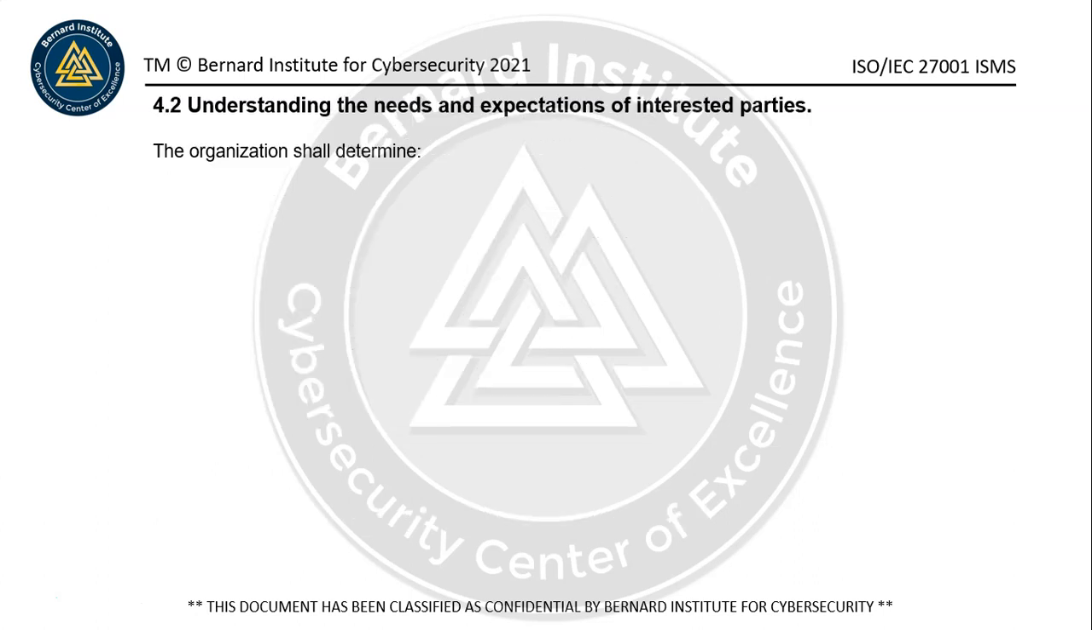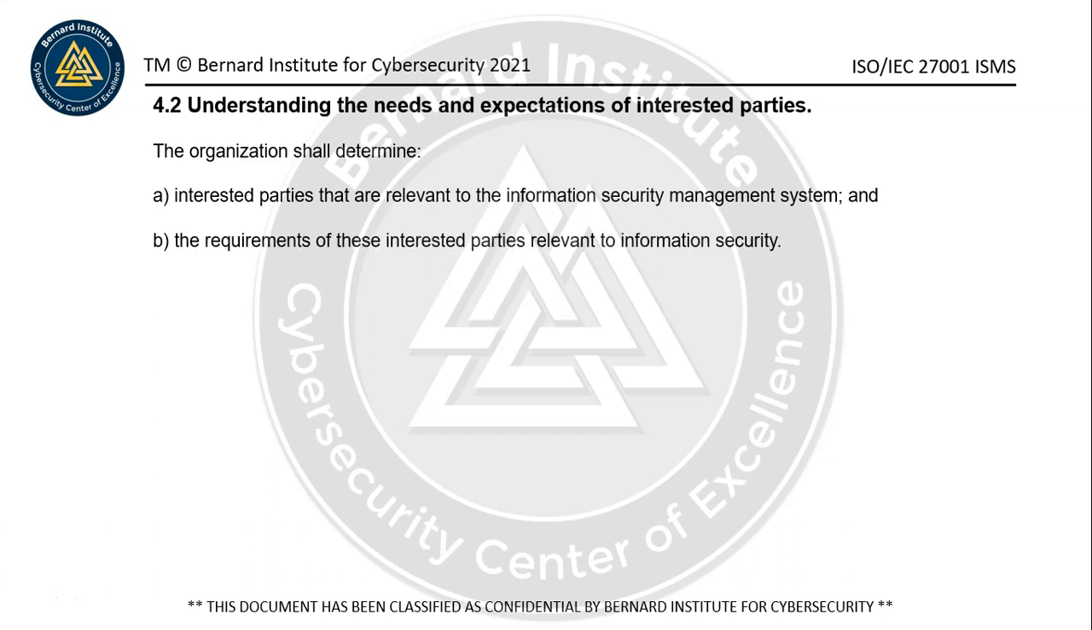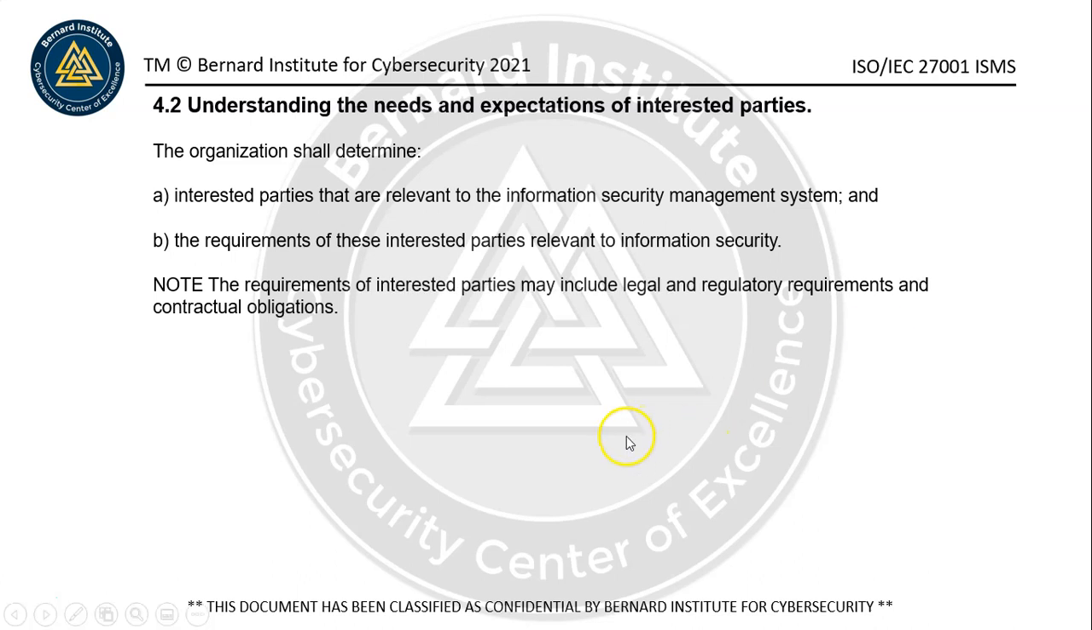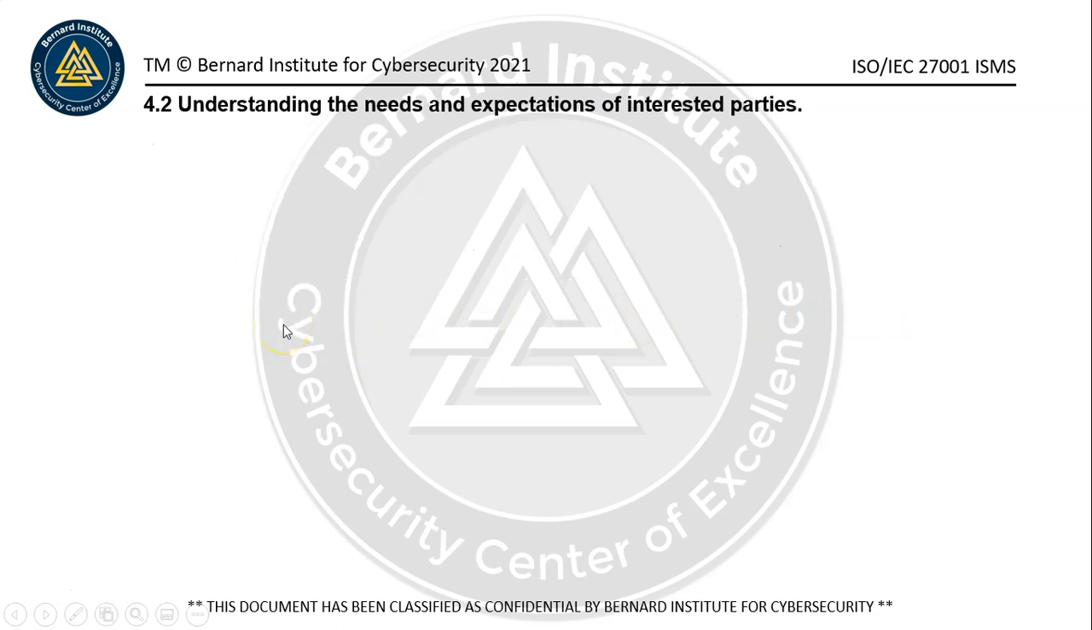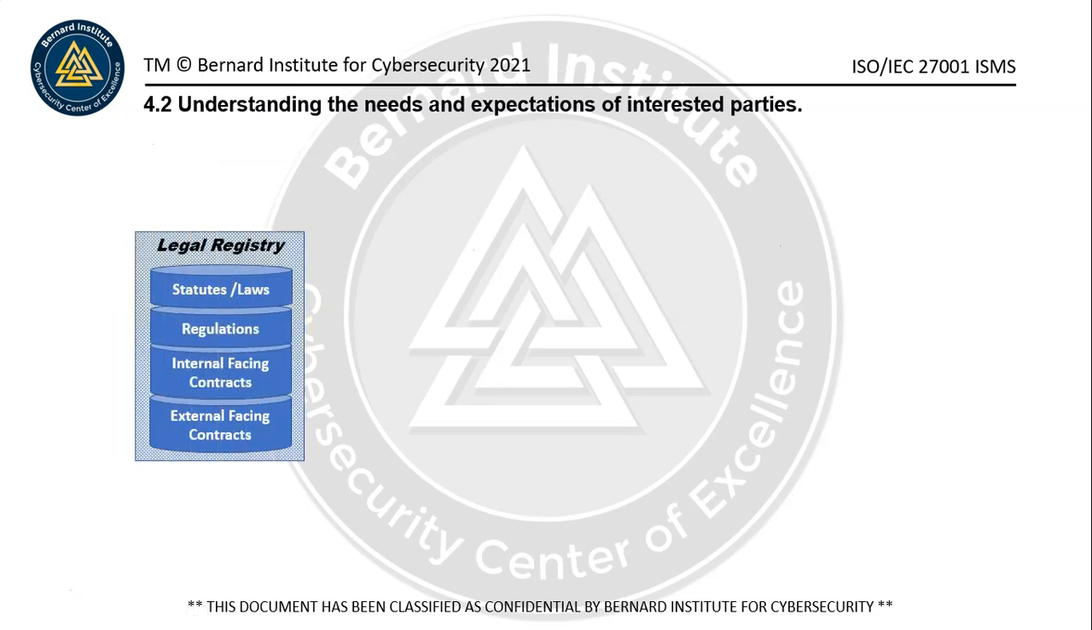4.2, understanding the needs and expectations of interested parties. So organizations shall determine who the interested parties are that are relevant to the information security management system. They'll also look at the requirements of these interested parties in relationship to the information security. And again, here we go with another note. The requirements of interested parties may include legal and regulatory requirements and contractual obligations. And they almost certainly do. And here's why I say that.